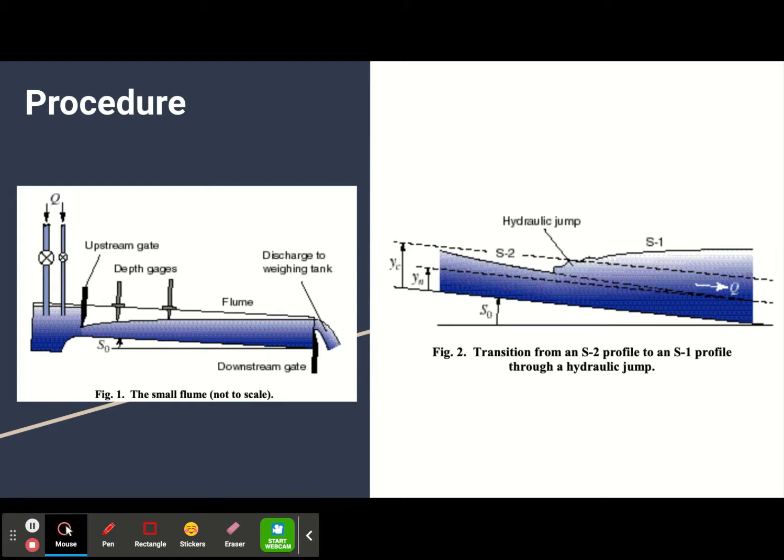Step 4. The upstream gate was raised fully, assuming an S2 profile. The depth at 6 locations was measured and averaged. Step 5. An S1 profile was established by raising the downstream gate slowly, enabling a hydraulic jump. The height of the downstream gate was chosen so that the hydraulic jump occurred as far upstream as possible. The depths at 6 points were measured and recorded on the data sheet.